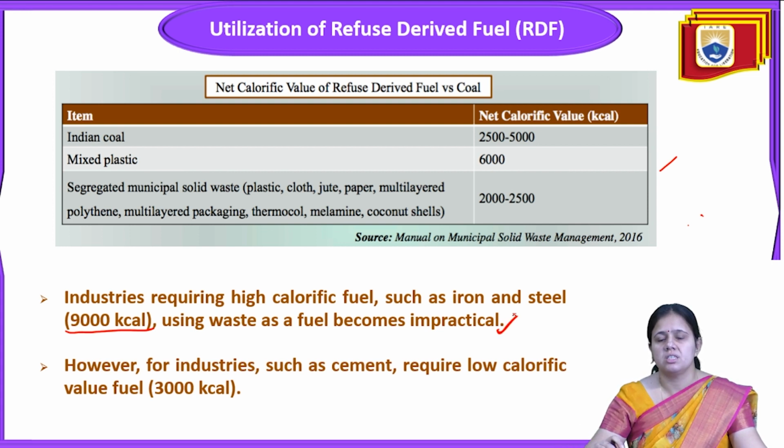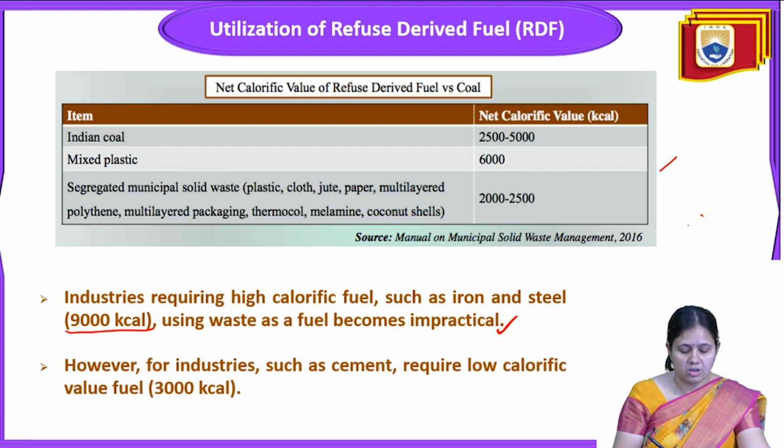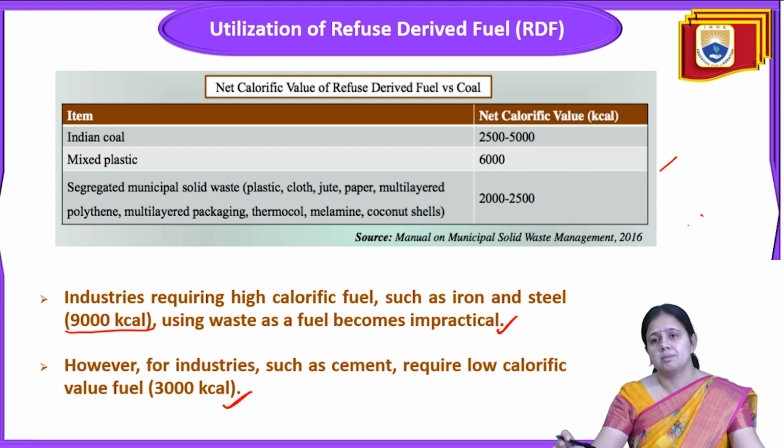However, industries such as cement require low calorific value fuel. So if a cement industry is there, it requires low calorific value fuel. Just like that, some industries require high calorific value fuel, like the iron or steel industry, which needs fuel of around 9,000 kilocalorie.